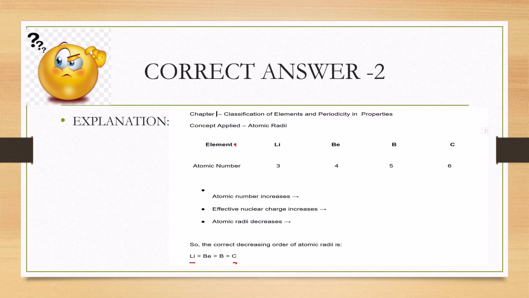The given elements are lithium, beryllium, boron and carbon. Atomic number of lithium is 3, beryllium is 4, boron 5 and carbon 6. As you see, atomic number increases from left to right.